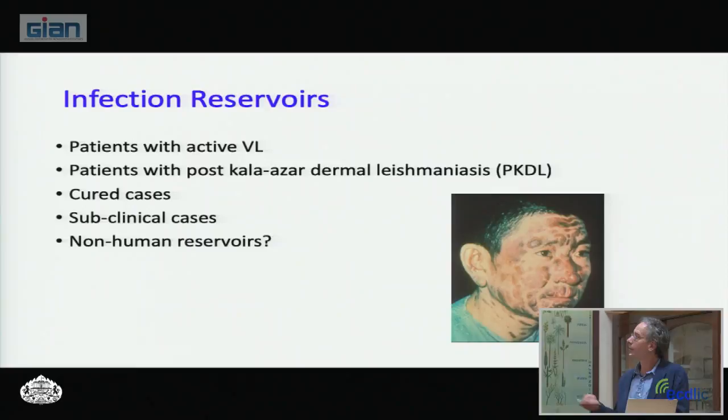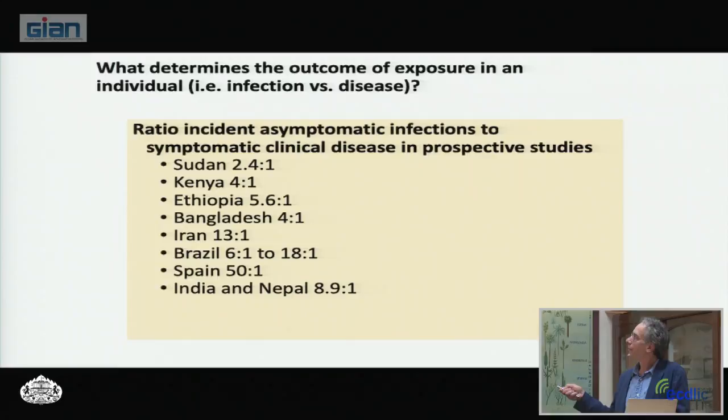But who does it? Patients with active VL, patients with post-kala-azar dermal leishmaniasis, PKDL, cured cases, can they still transmit? And most importantly, subclinical or asymptomatic cases. The reason they're so important is the ratio of incident asymptomatic infection to actual symptomatic clinical disease in these different countries that have endemic VL. There are many more asymptomatic cases following exposure to an infected fly than symptomatic cases. In India and Nepal it's 8.9 to 1, so close to 10 to 1. There are 10 times more asymptomatic cases.